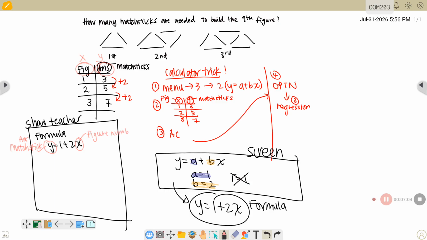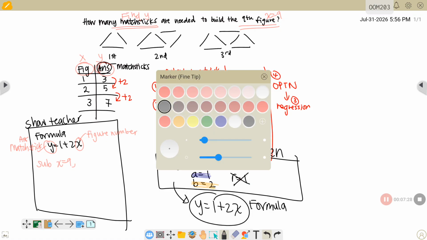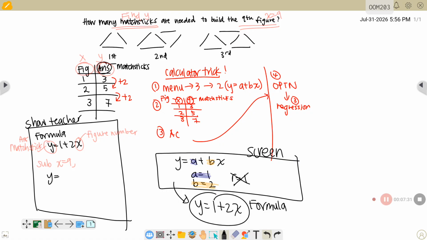Right now, guys, let's read back the question. What do they want to find? When they say how many matchsticks, it means they want to find your x or your y? Find your y. And they tell me ninth figure, so this is your x or y? x is how much? 9. So I'll just sub x equal to 9 inside. And what do I have? So y is equal to 1 plus 2 bracket 9. What does bracket mean? Times, right? What's 2 times 9? Which is equal to?